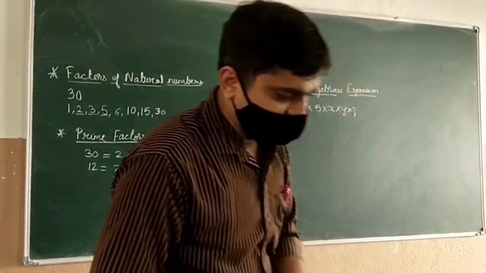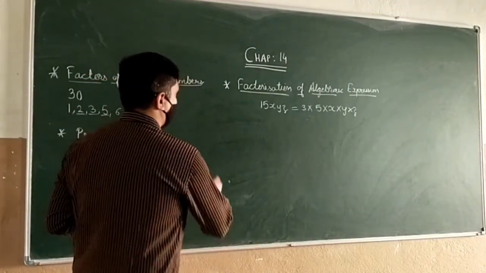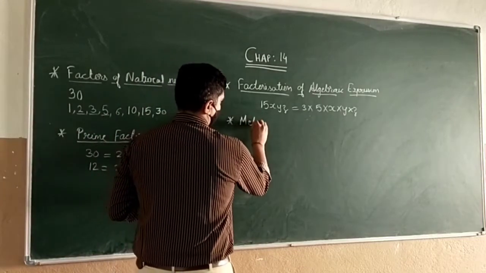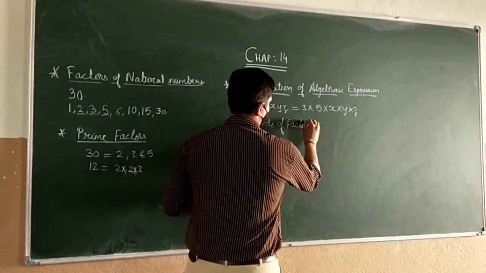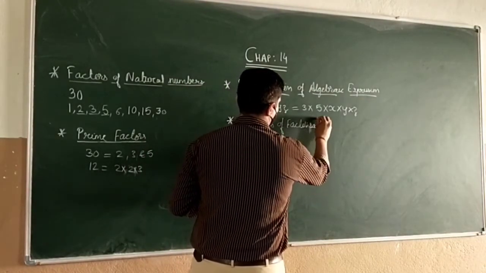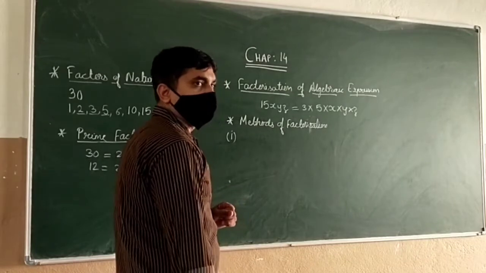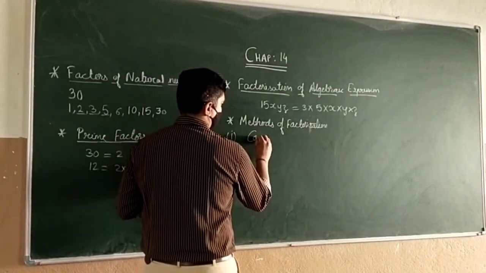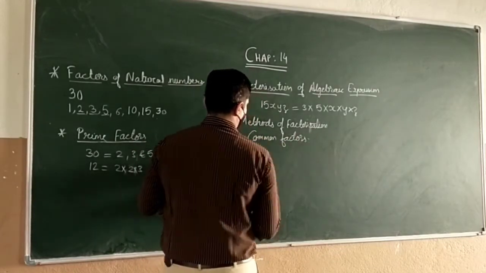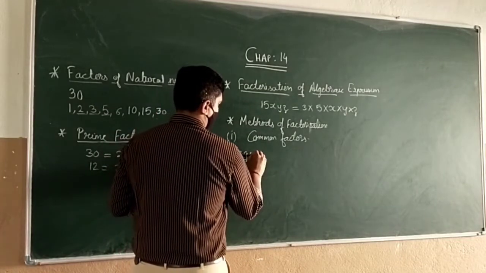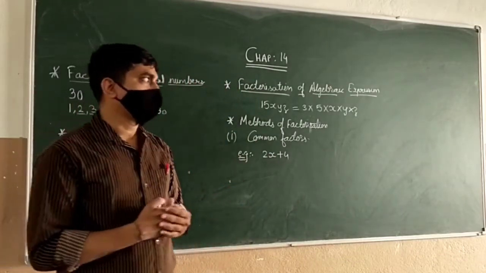Understood? Now coming to the next topic, what is factorization? Factorization is already told. Now, the methods of factorization, different methods of factorization. In that, the first method is the method of common factors. They have given you one example. They have told you 2x plus 4. How to carry out the method?